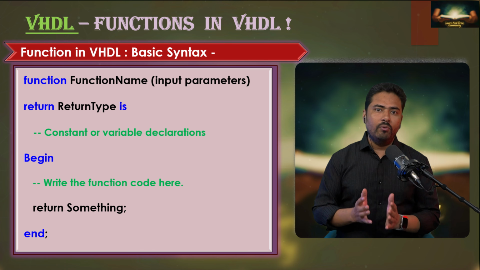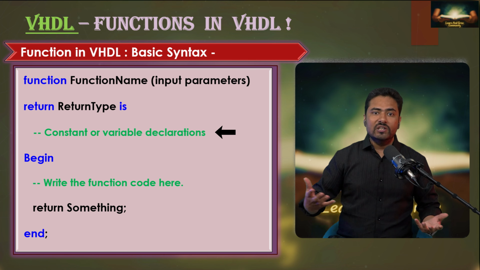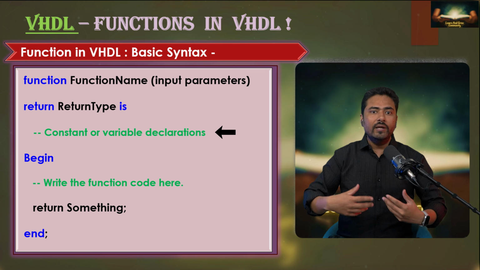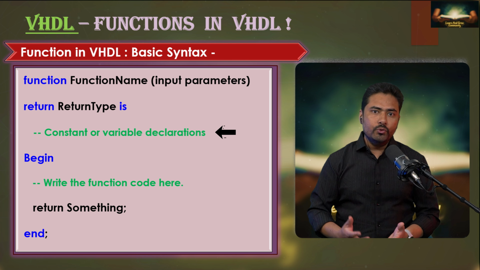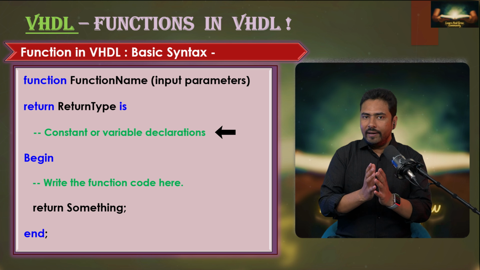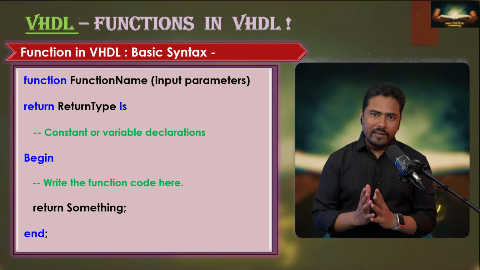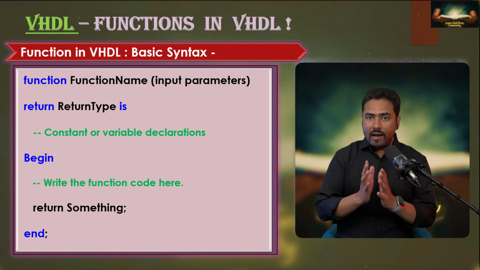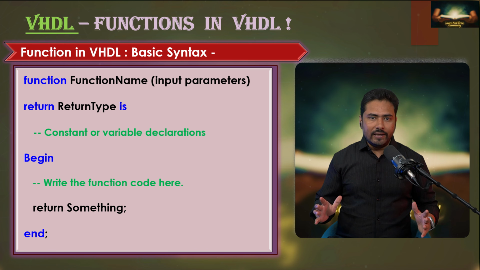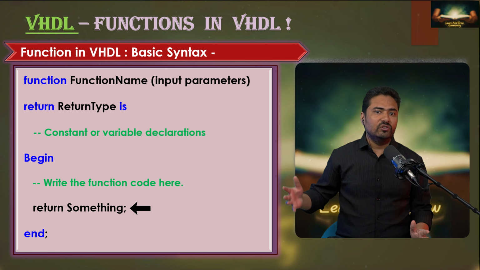So you can see that before the begin keyword, you can declare your variables and constants, which are needed for this function. These declarations can be used for internal calculation within your function. Variables can be used to accumulate the results or store the intermediate values. Note that variables are reinitialized every time the function is called, so they cannot be used as a storage element. Means once the output is returned, there is nothing stored in that function.